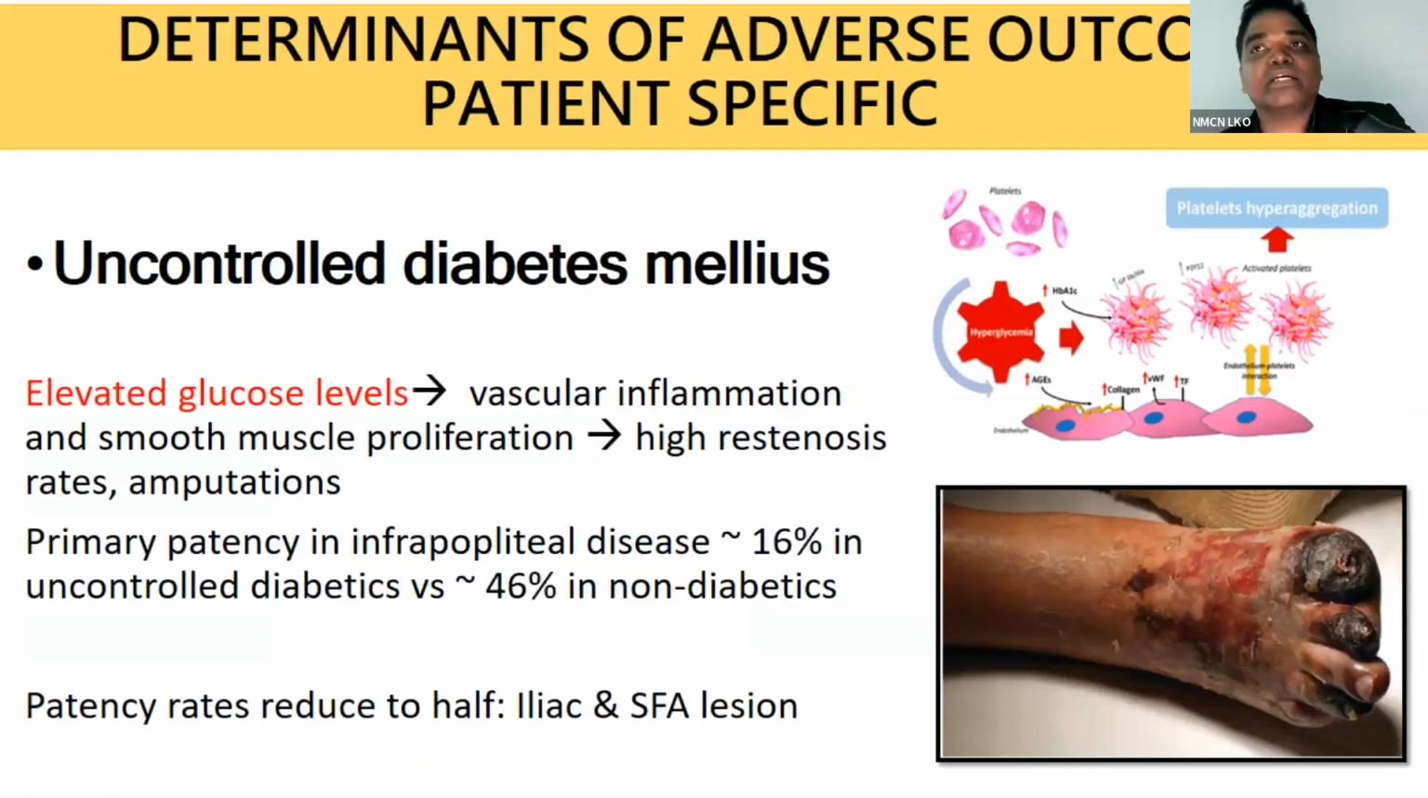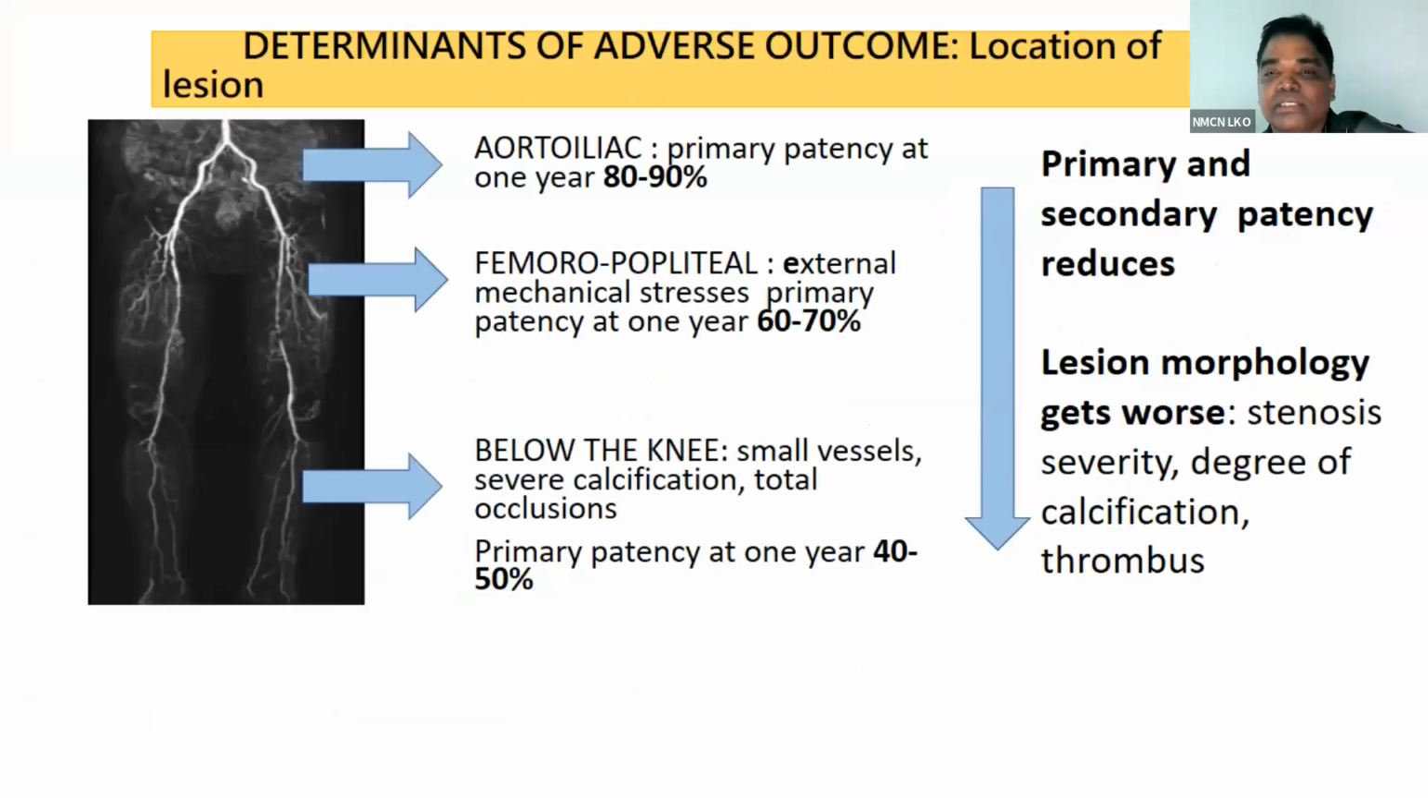So the patient-specific determinants are elevated blood glucose levels. We know that diabetes causes vascular inflammation, and this causes smooth muscle proliferation and leads to high restenosis rate and amputations. So if you take a non-diabetic person, the primary patency in infrapopliteal disease is about 46%, whereas that in uncontrolled diabetics is only about 16%. And the patency rates will reduce to half if the lesion involves the iliac or the superficial femoral arteries.